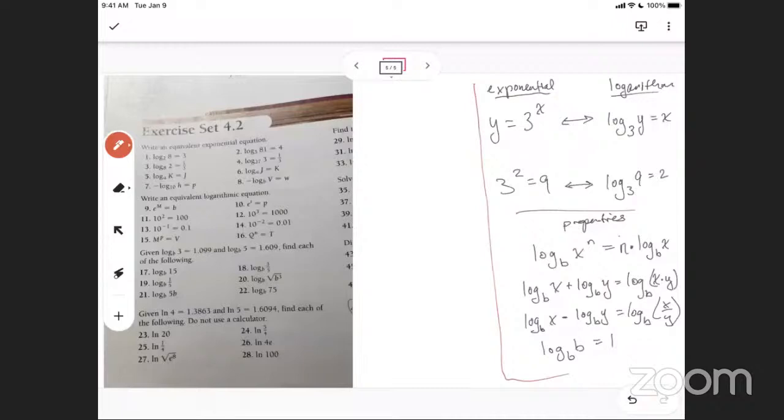Gotcha. So how do we do them? Well, it says write an equivalent. This first one, write an equivalent exponential expression. That's this. You just use that little formula there. So the equivalent for this would be 2 to the 3 equals 8. Got it? Yes. 2 to the 3 equals 8.